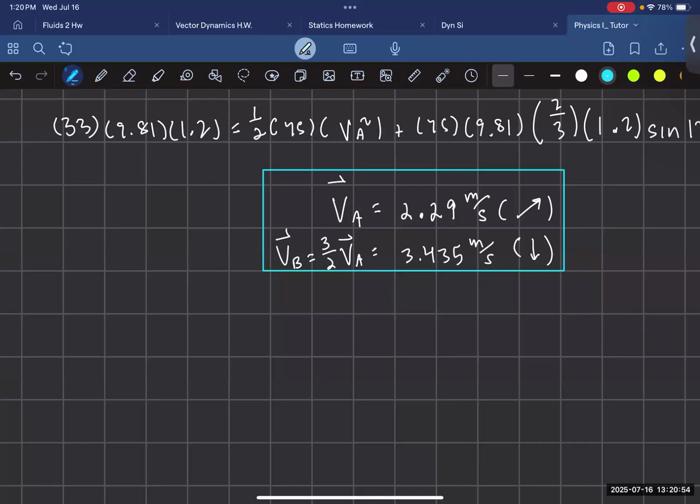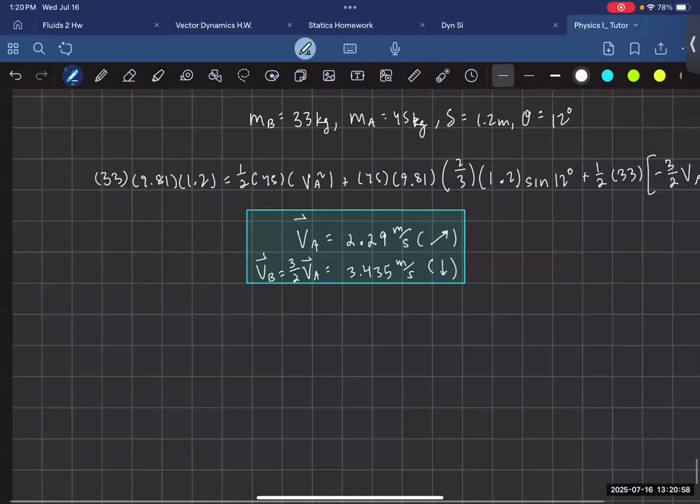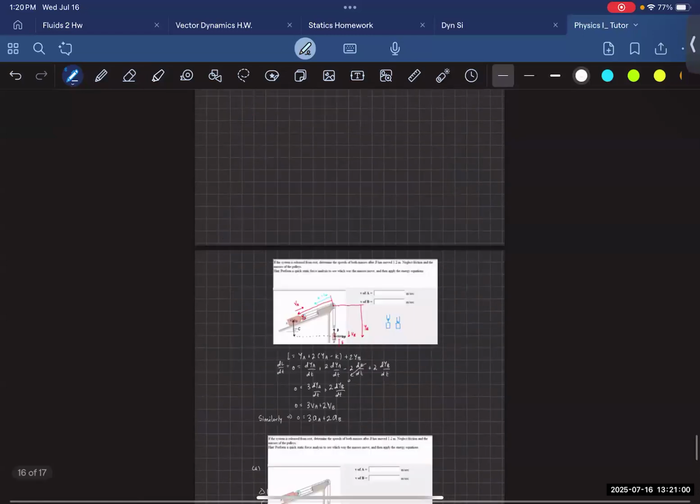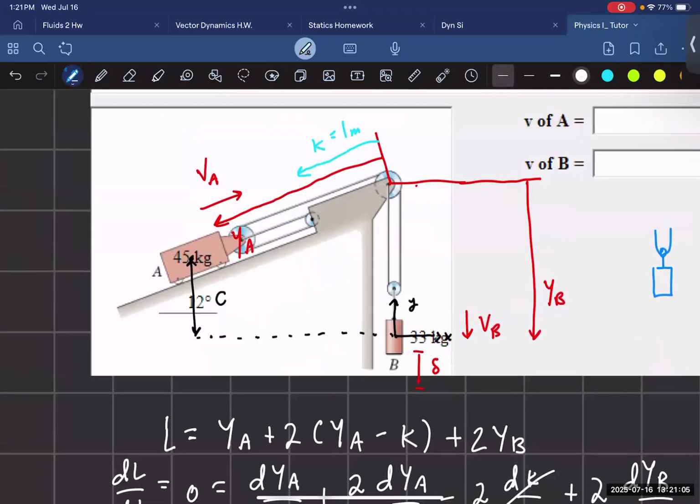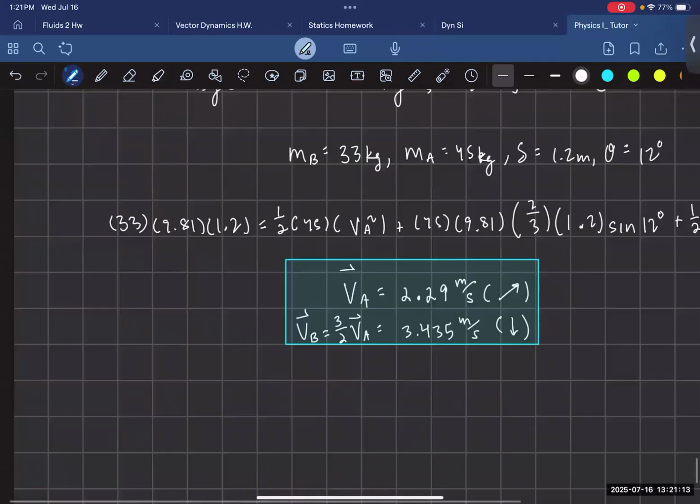Now, this problem can be done another way, and I'm going to do the other way. Another way we can do this problem is we can just look at either A or B and consider the tensions acting on those masses as external forces. So let's do that.